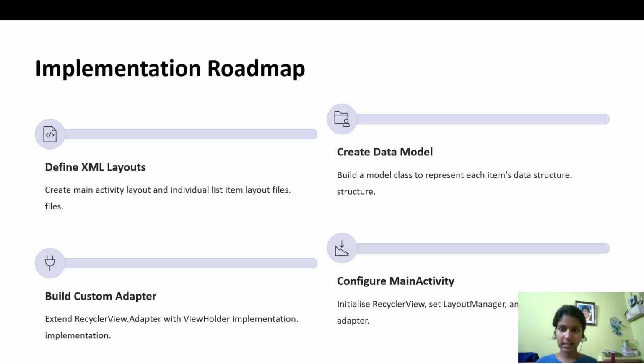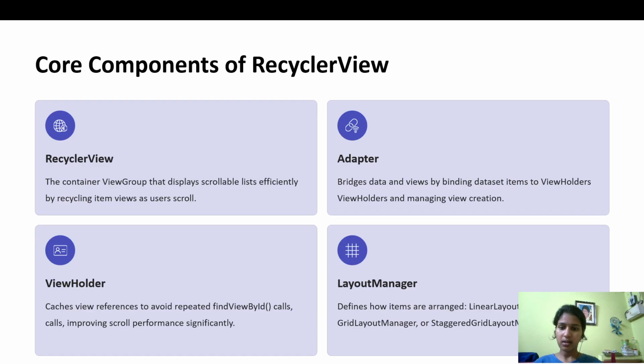The ViewHolder is the train seat. Instead of building a brand new seat for every passenger getting on, the conductor, here the adapter, simply cleans an empty seat and gives it to a new passenger. This is the recycling that makes the experience so efficient.